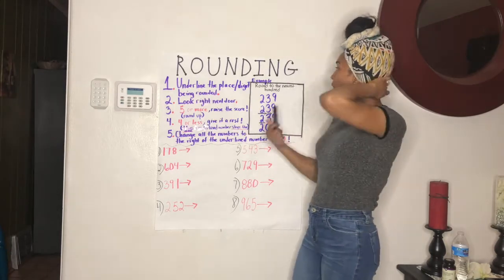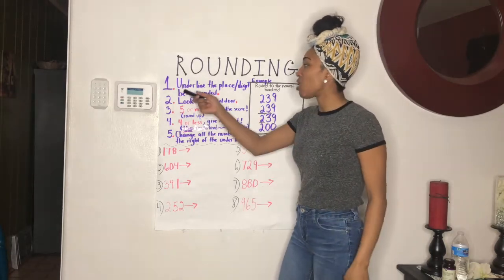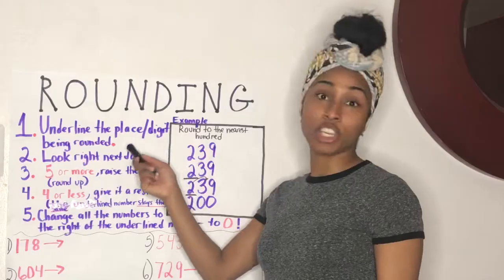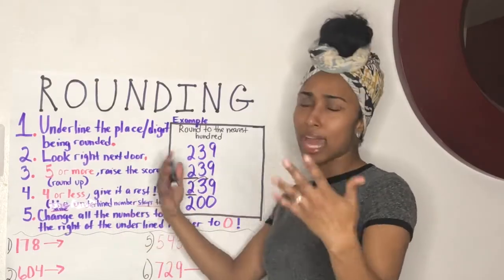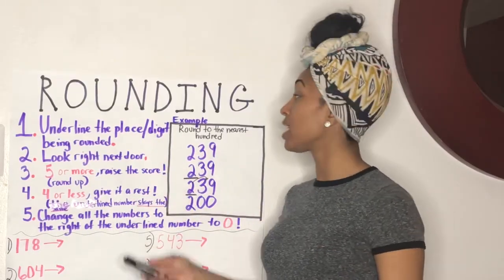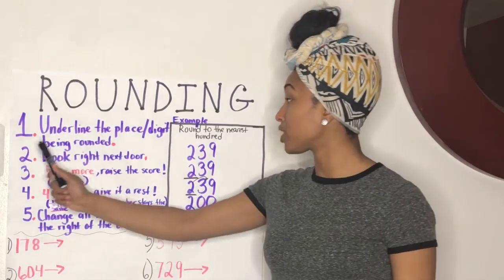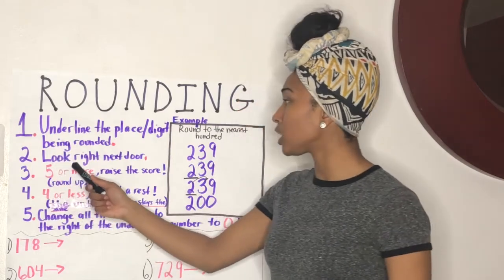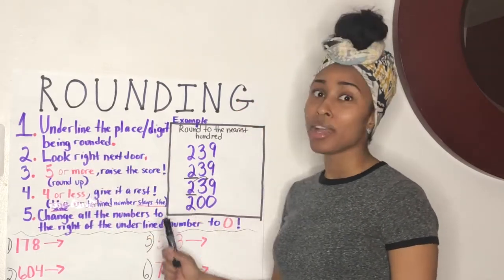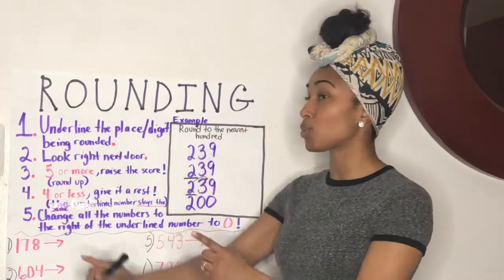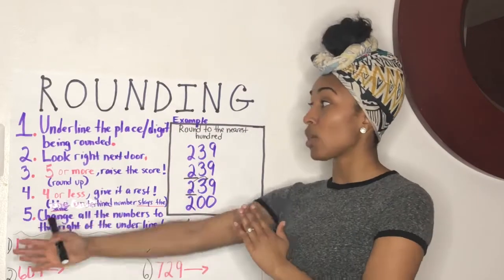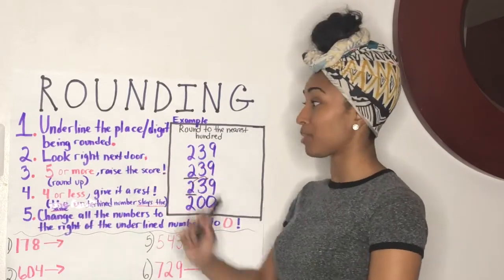Number 1. When we are rounding, we need to underline the place, which can be ones, tens, hundreds, thousands, whatever place we're rounding. We need to underline that digit that's being rounded. Okay, number 2, we need to look right next door. So that means we need to look at the number that's on the right side of that place that we're rounding.